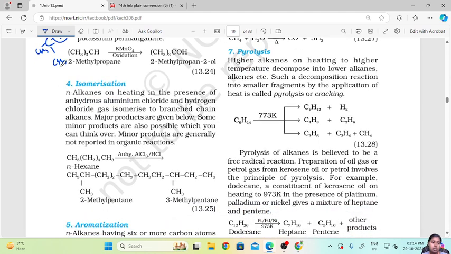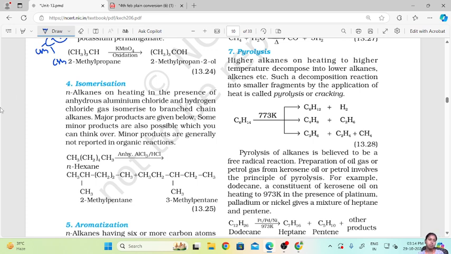The next is isomerization. Now, alkanes on heating in the presence of anhydrous aluminum chloride and hydrogen chloride gas isomerize to branched chain alkanes. Now a major product is given below. Some minor products are also possible which you can think over. Now minor products are generally not reported in organic reactions.